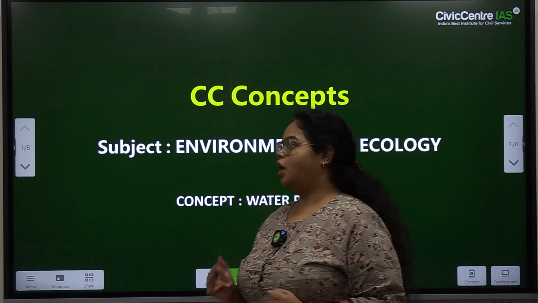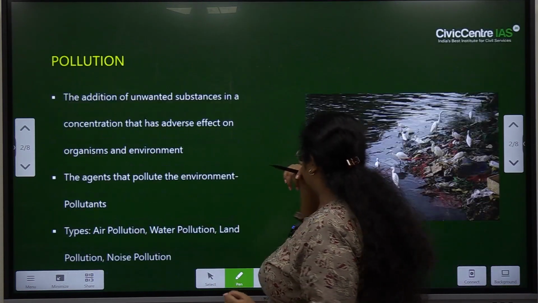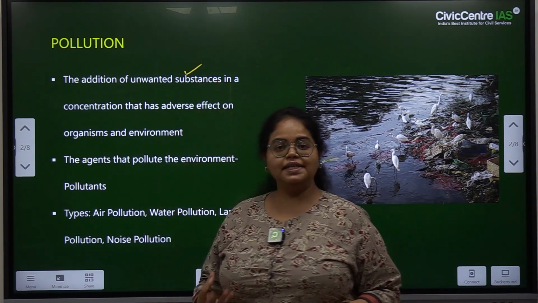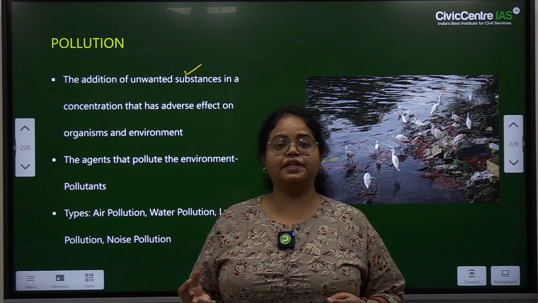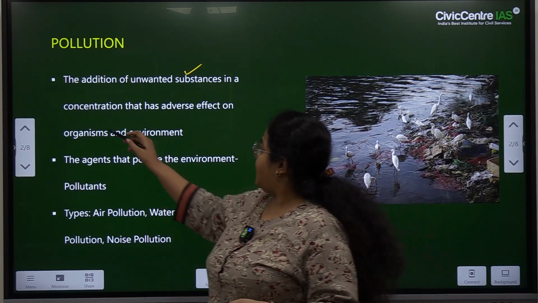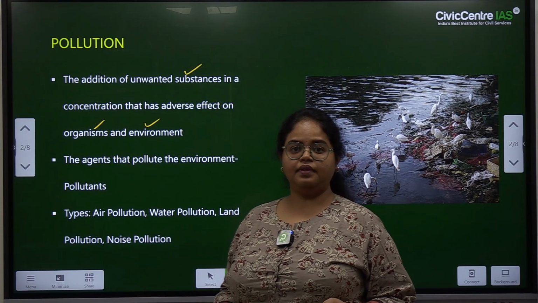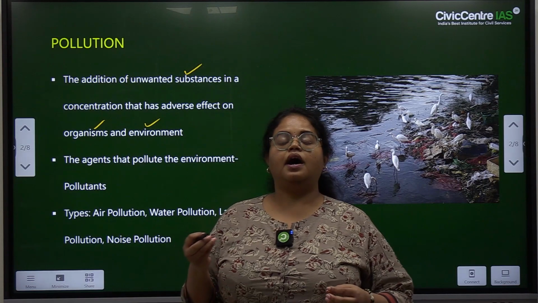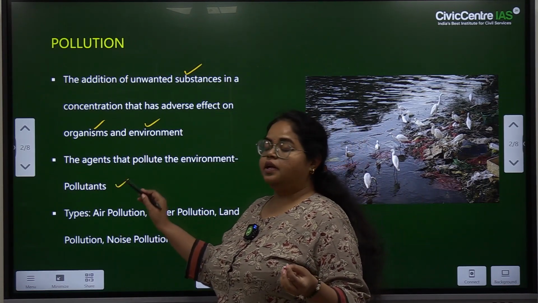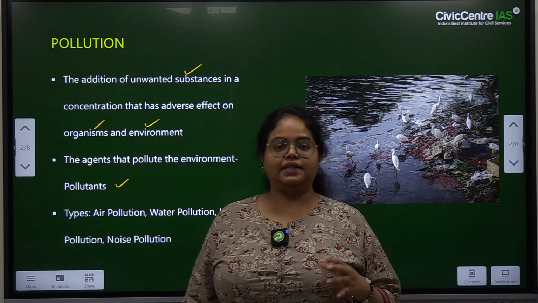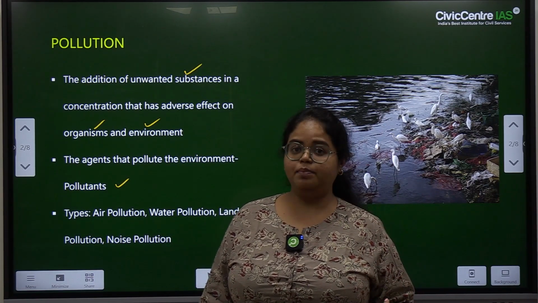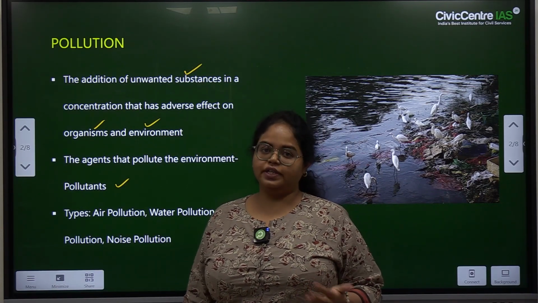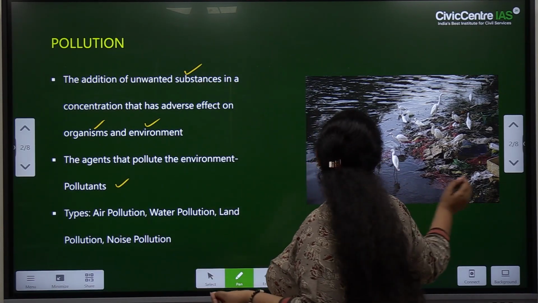First of all, what is pollution? Pollution is the addition of unwanted substances in concentrations that have an adverse effect on both the environment and the organisms. The agents which are the source of this pollution are called pollutants. There are various types of pollution, like air pollution, land or soil pollution, water pollution, noise pollution, etc. Today we are going to look at what is water pollution.